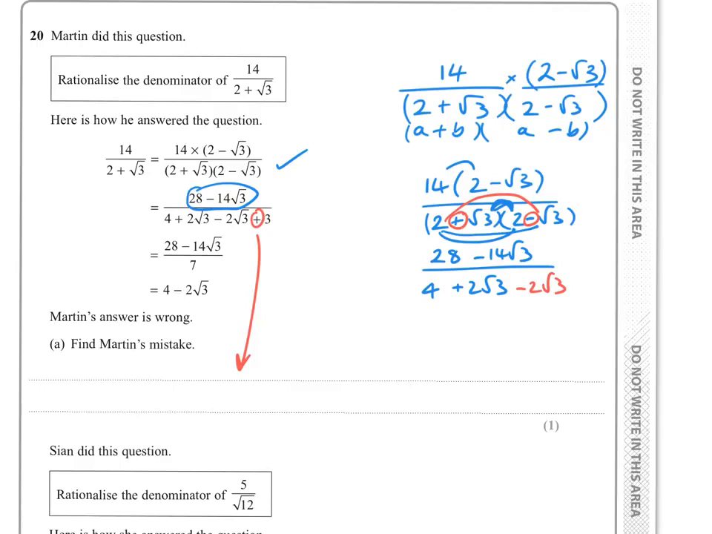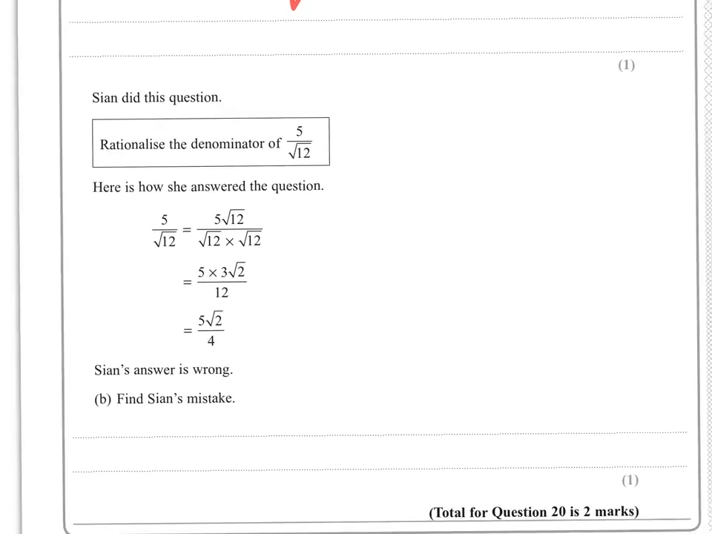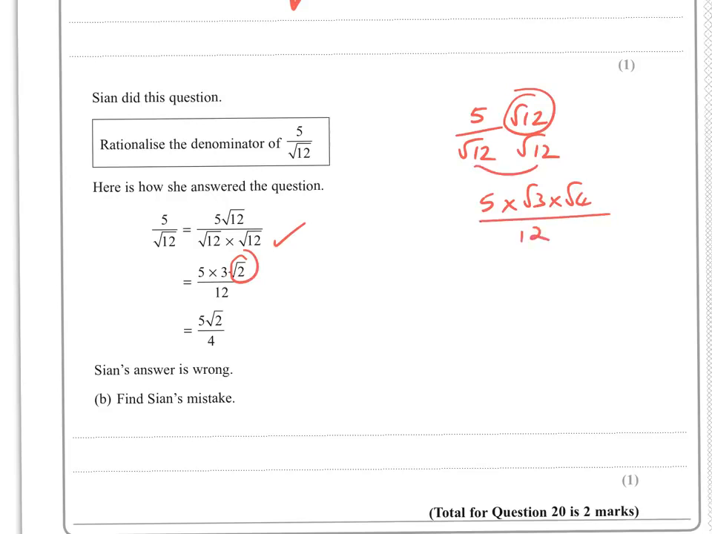So the next one, Sean did this question, and that is to rationalize the denominator. So I think you'd times top and bottom by root 12, which is fine. So that's okay. And then that would give, so we're looking at 5 times root 3 times root 4. So there's the next mistake, because we know root 12 times root 12 is 12, but only root 3 times root 4 is root 12.